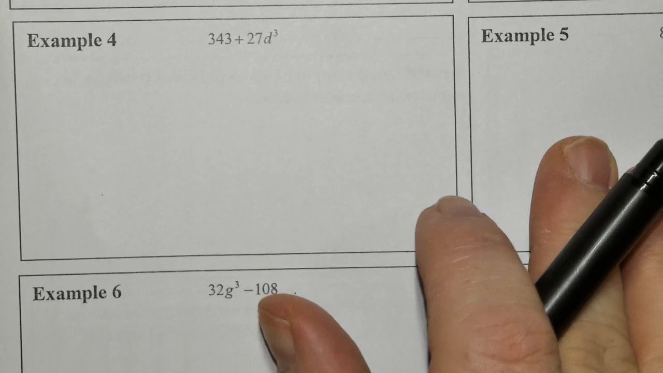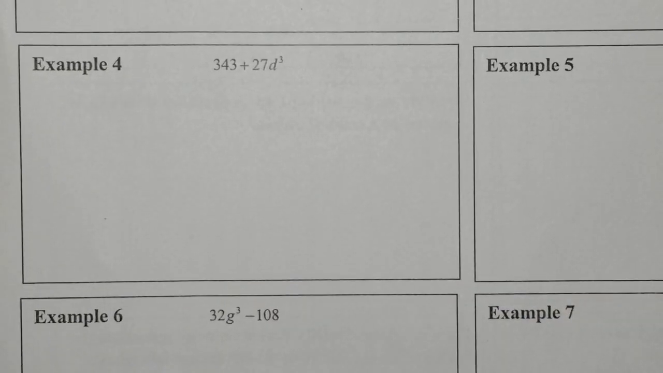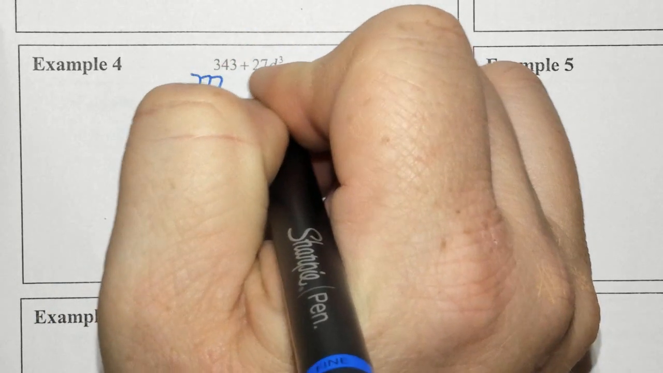Example number 4. The only difference with example number 4 is, can everybody see how the variable is now in the back? Everything else is the same. Find 343. Is it on the list? Is 27 on the list? 343, you can look up above, is 777, and 27 is 333.